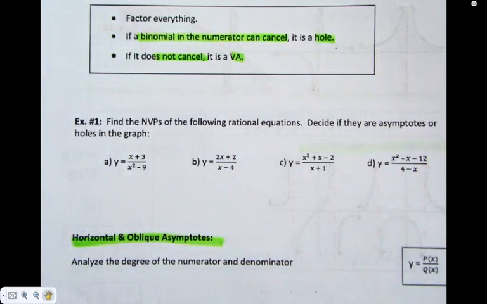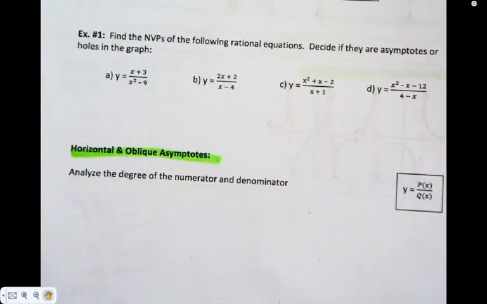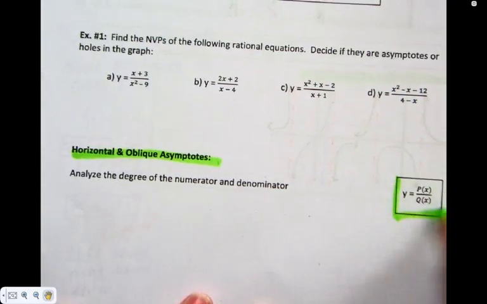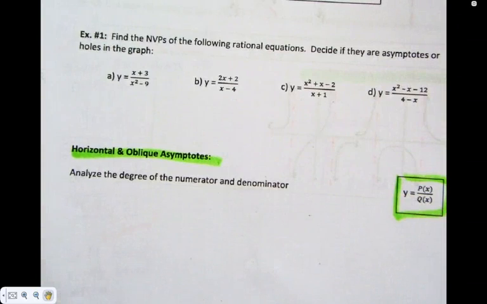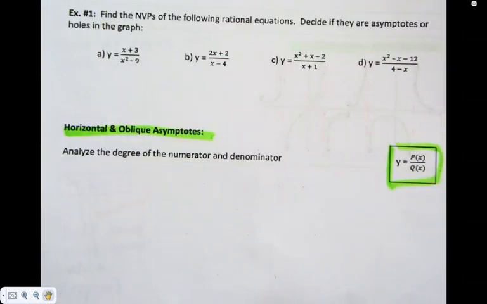Okay, what do we do with both horizontal and oblique? Well, we analyze the degree of the numerator and the denominator. And just a reminder, that's what rational graphs look like. It's just a polynomial divided by a polynomial. Grade 9, you learned about degrees of functions. What is a degree of a function? Anyone remember from 3 years ago? Degree of a function. Yeah. High five to you. The highest exponent means the degree.